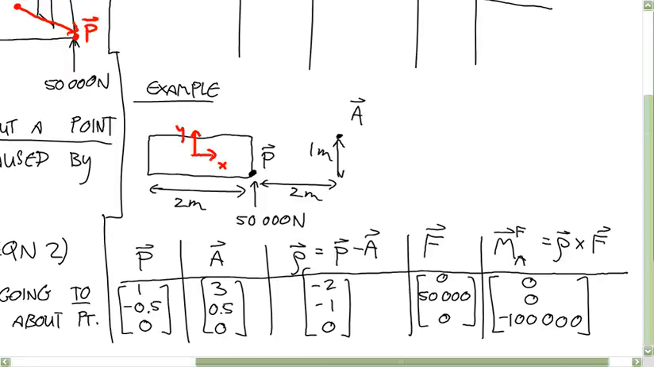And of course, just to keep beating this dead horse, you'd get a totally different answer if we'd chosen a different about point, right? If we'd chosen our about point at P, go ahead and calculate that in your heads. What would the moment be if our about point was P? 0, right?